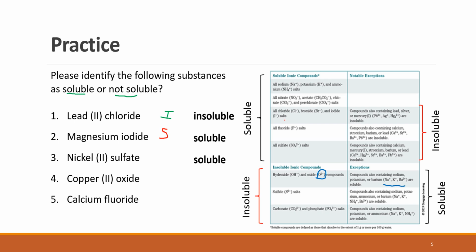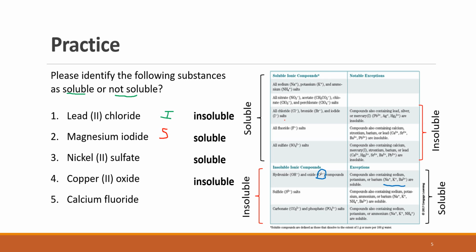So in this case, is oxide with one of the exceptions? No, it's not. Copper is not an exception. So that means that this oxide-containing compound will be insoluble. It will form a solid since it's not with one of the exceptions, because we're on the bottom half, which is opposite of the top.